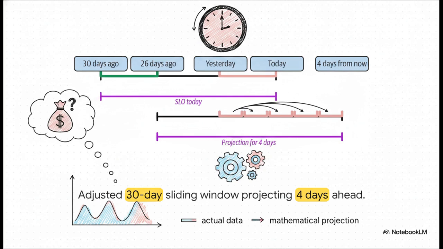Let's say you want to know if you're going to run out of budget in the next 4 days. Well, you can't just take a full 30-day history and slap 4 future days on top of it. Mathematically, you'd be evaluating a 34-day window against a 30-day budget constraint, which just breaks the model. Instead, you take the actual, real-world data from 26 days ago up to yesterday and combine it with a mathematical projection of the next 4 days, based entirely on today's current baseline failure rate.